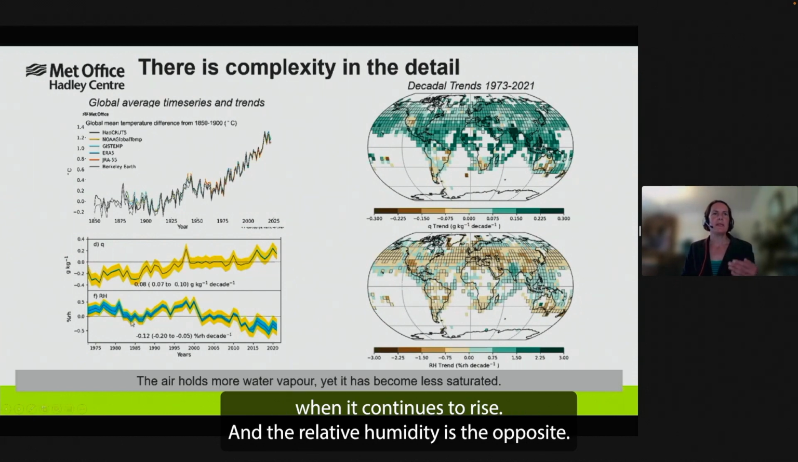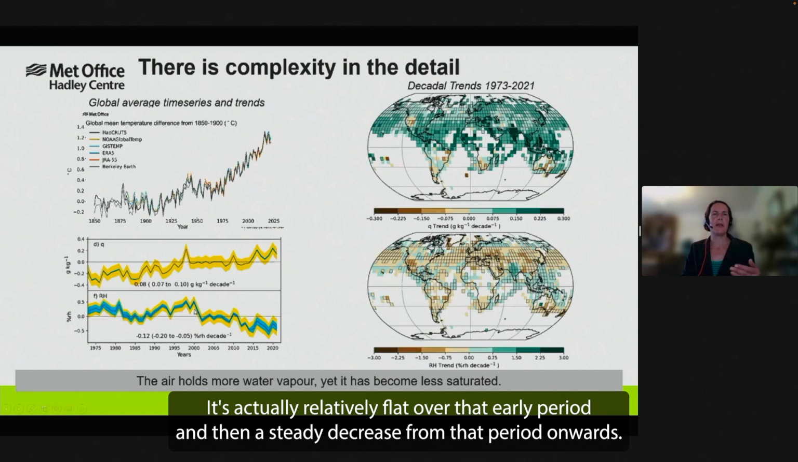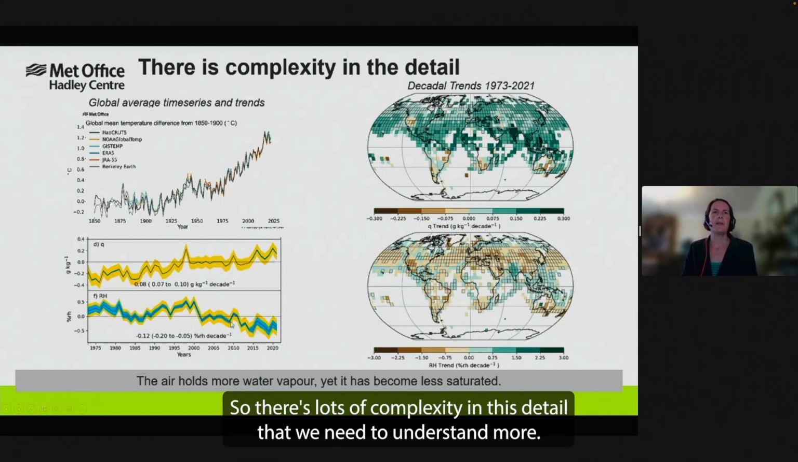And the relative humidity is the opposite. It's actually relatively flat over that early period, and then a steady decrease from that period onwards. So there's lots of complexity in this detail that we need to understand more.